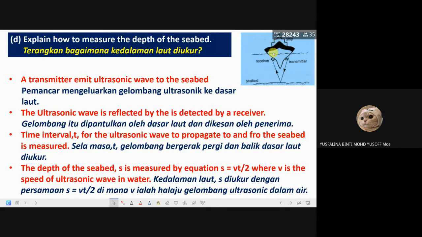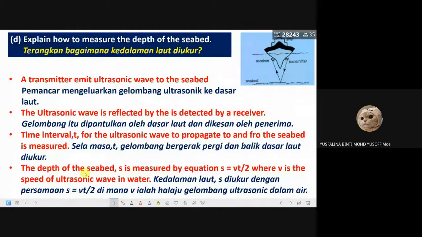It says a transmitter emits the ultrasonic wave to the seabed. You can see the transmitter here. It will emit the ultrasonic wave to the seabed. After it hits the seabed, it will be reflected and detected by the receiver here. The time interval for the ultrasonic wave to propagate to and from the seabed is measured. So starting from the ultrasonic wave being emitted here, hitting the seabed and going to the receiver, the time will be recorded.